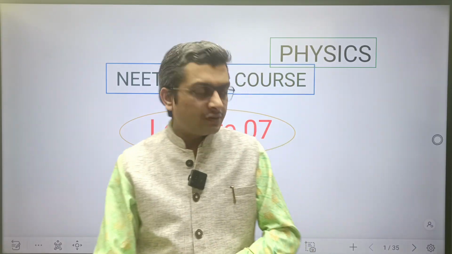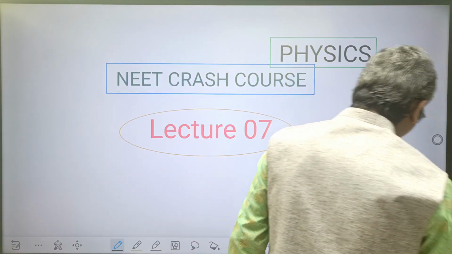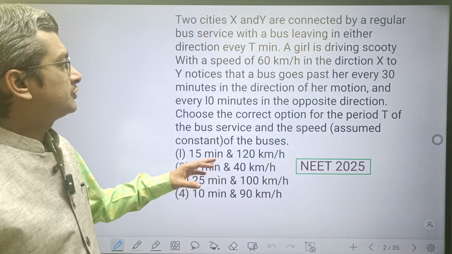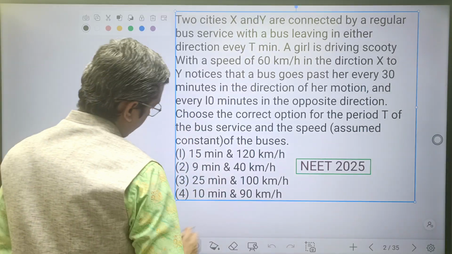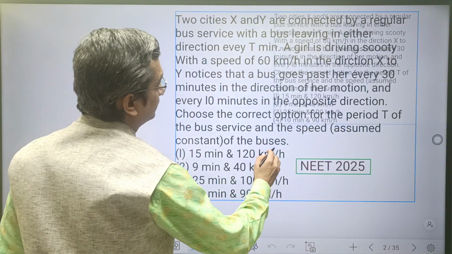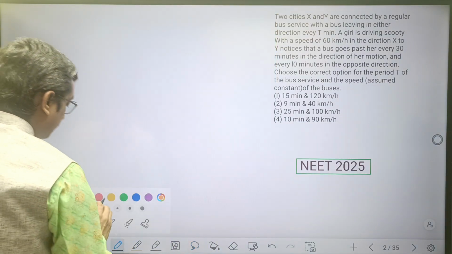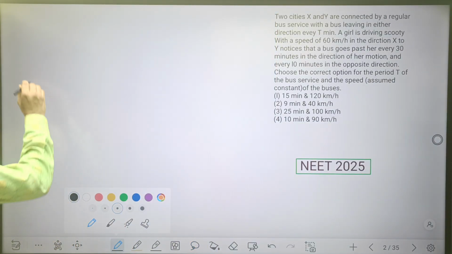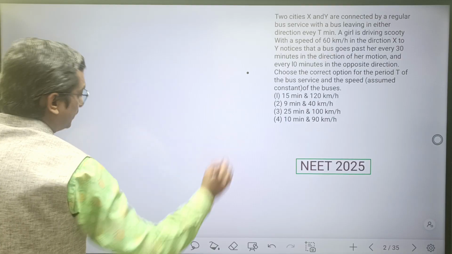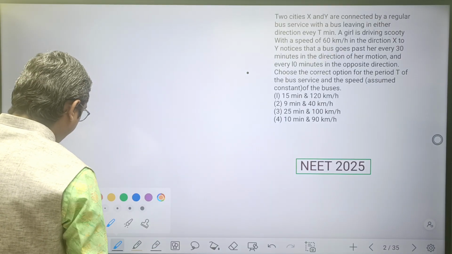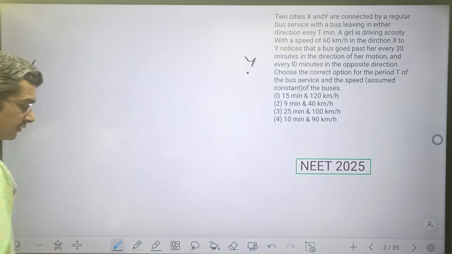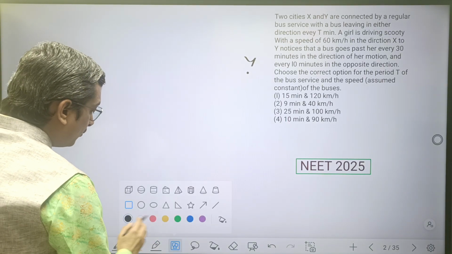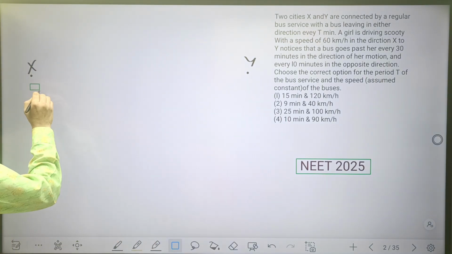Dear students, in this lecture we will cover the chapter Motion in Straight Line. So, first question, pause the video, read the question carefully, and then have a look at the solution. The condition given in the question is that there are two cities, namely X and Y, and these two cities are connected by regular bus service.